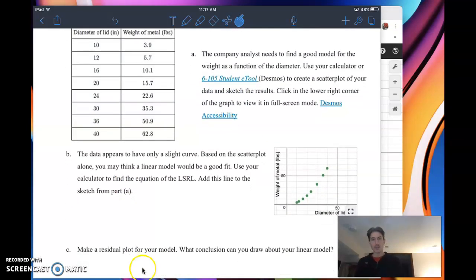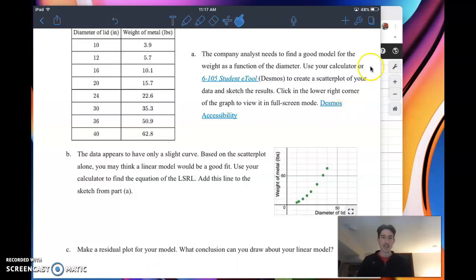That's what we see here in part B after we've graphed it, and again, we use Desmos to do that. The data appears to have a slight curve. Based on the scatter plot alone, you might think a linear model would be a good fit, but we want to be sure. And remember how we do that: we're going to use an LSRL and come up with a residual plot, and we're going to look for some evidence from that residual plot in order to make sure.